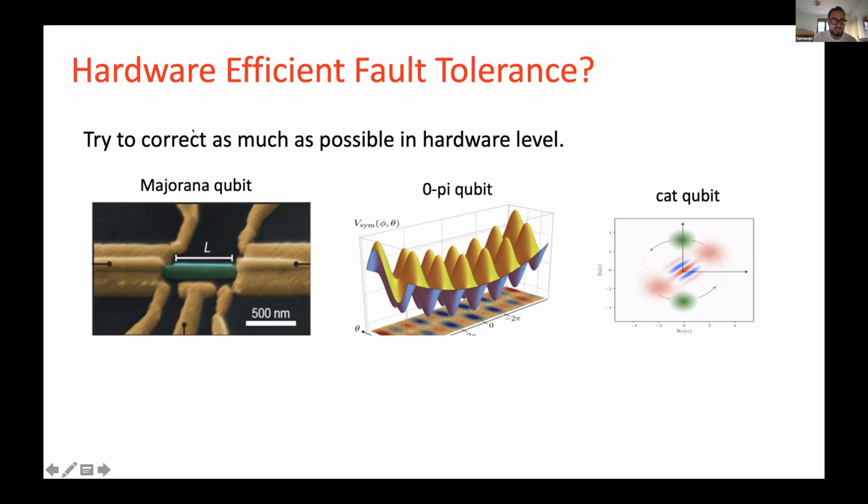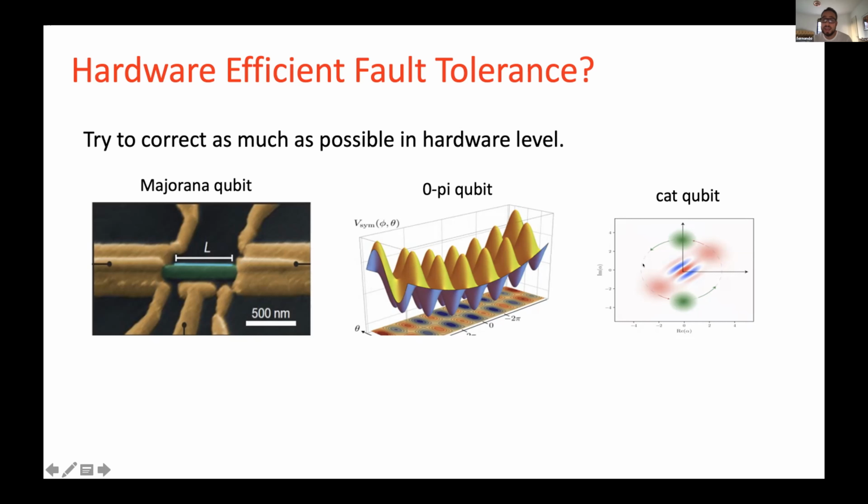So one famous example of hardware efficient fault tolerance is Majorana qubits that people are trying to implement in the lab. They haven't done that yet, but people working in the area hope that once one can implement this qubit, it will be a topologically protected qubit. So the physical error rates there will be much smaller than what we can have today. We have to see. There are also 0-pi qubits. It uses a superconducting qubit, but you also try to use a clever encoding that protects against some kinds of error.